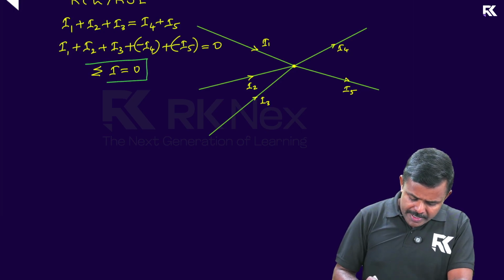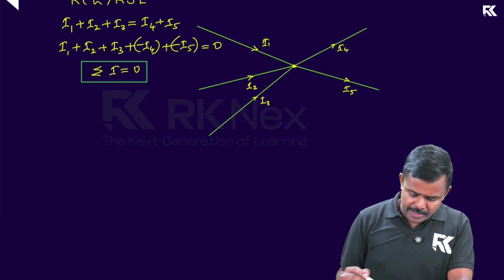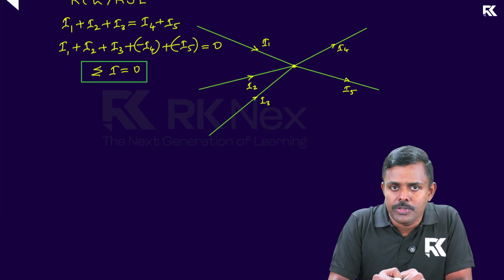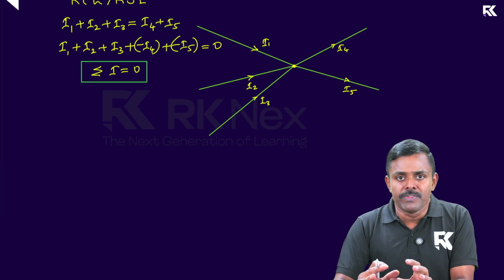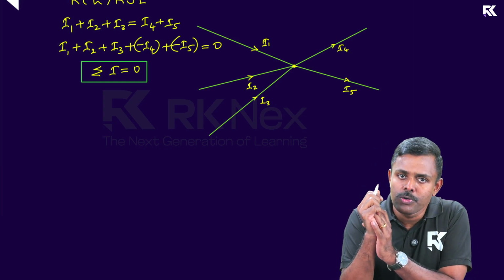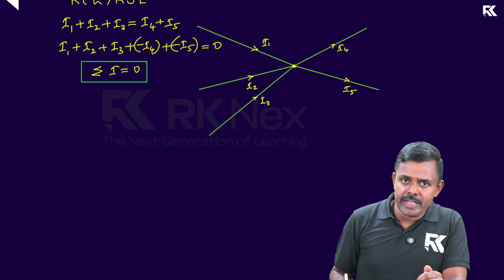The algebraic sum, this is called the algebraic sum, of currents reaching any junction is equal to 0. Or in simple words, the sum of incoming currents should be equal to the sum of outgoing currents. Now we can have an alternate statement for this.